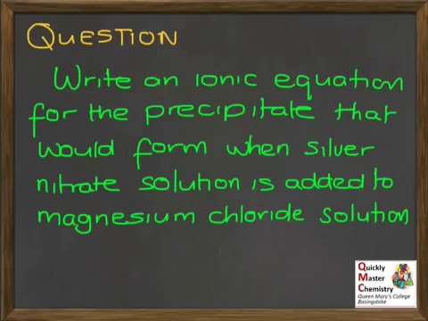Finally, here's a question to check your understanding. Write an ionic equation for the precipitate that would form when silver nitrate solution is added to magnesium chloride solution. And to be honest, you ought to be able to predict the colour of that precipitate as well.